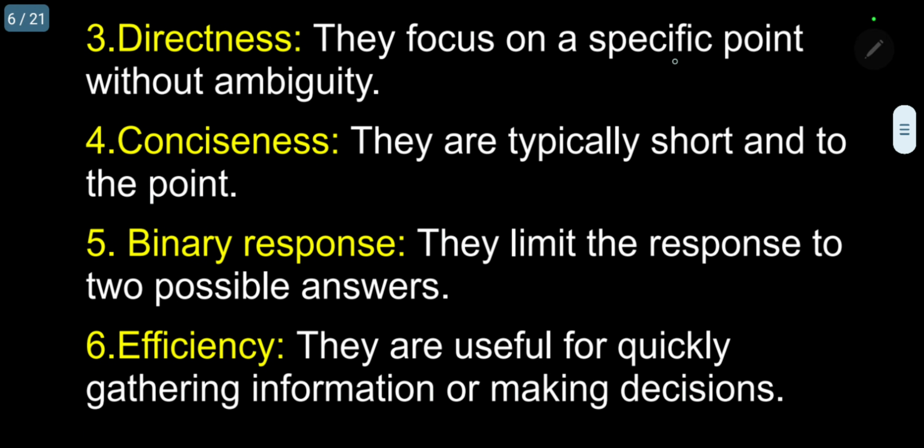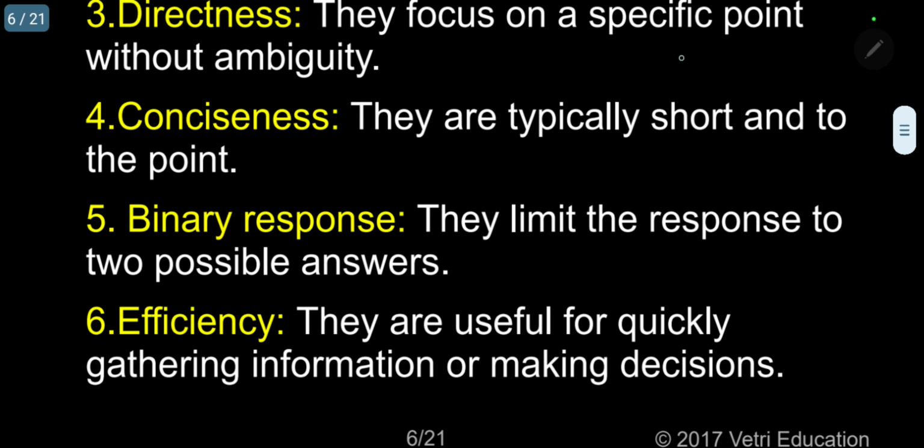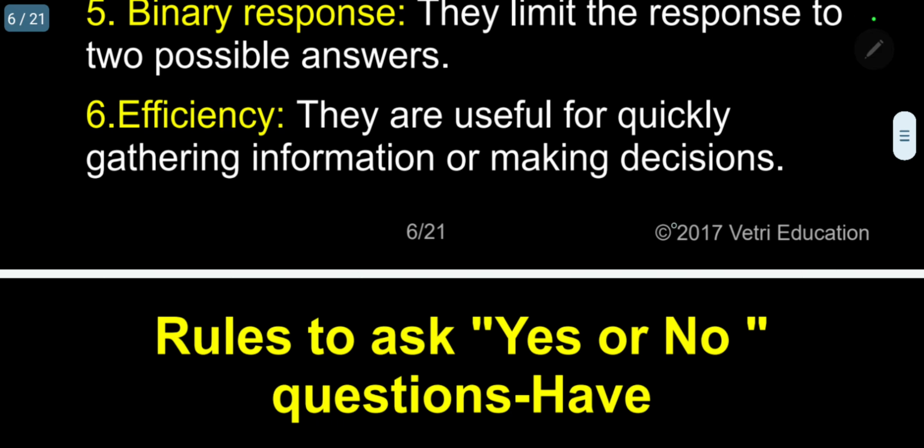Number three, directness. They focus on a specific point without ambiguity. Number four, conciseness. They are typically short and to the point. Number five, binary response. What is binary response? They limit the response to two possible answers, whether it is yes or no, that's all. Only two possibilities. And number six, efficiency. They are very useful for quickly gathering information or making decisions. That is the efficiency of yes or no questions.